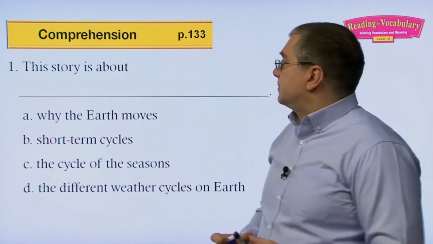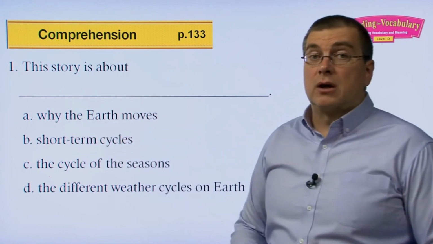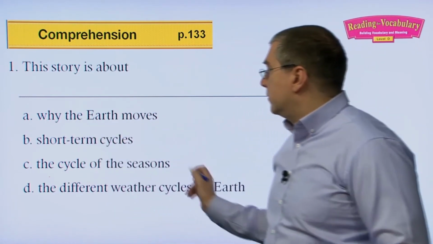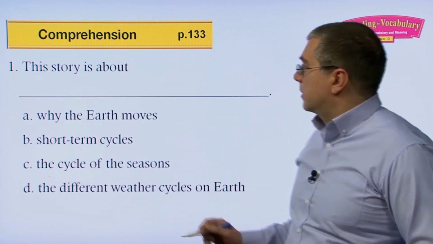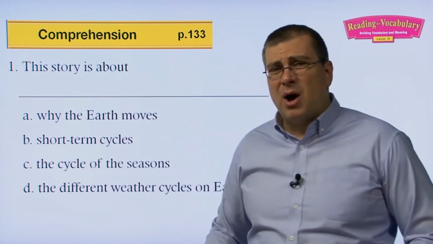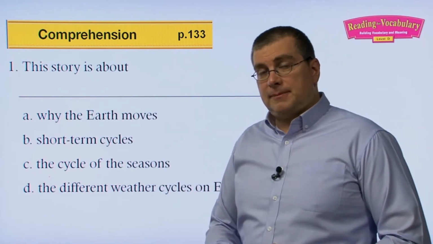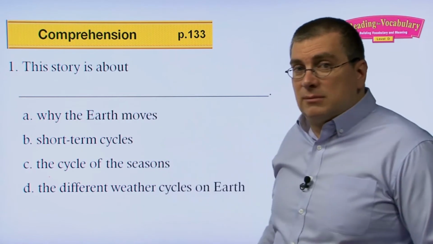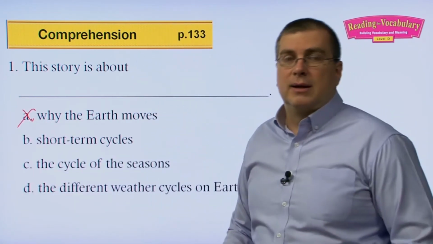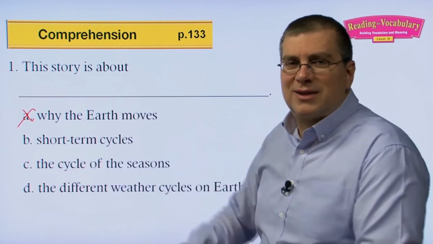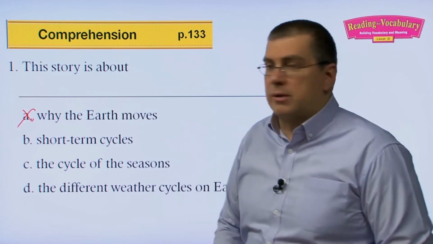What is this story about? A, why the Earth moves. B, short-term cycles. C, the cycle of the seasons. And D, the different weather cycles on Earth. Did we talk about why the Earth moves? Did this passage explain the reasons for the Earth moving? No, it didn't. It's just assumed that the Earth is moving. And that's another subject, another reading passage.